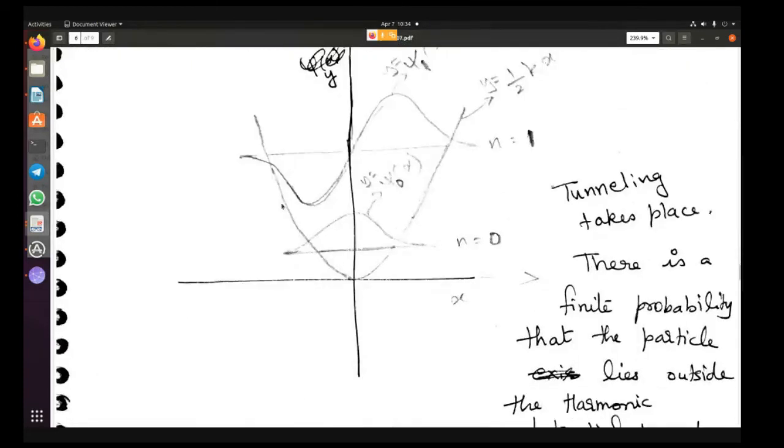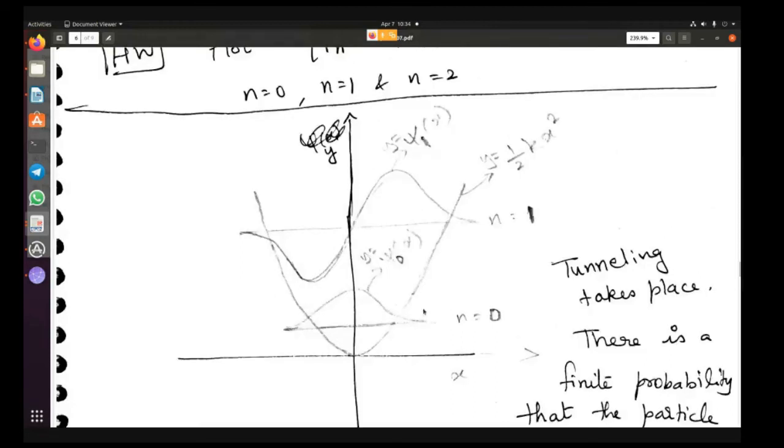So if we draw the harmonic potential, here I have drawn this parabola-like thing as my harmonic potential. If I draw the wave function within that, you will see that the wave function looks like this. So the wave function goes outside the potential. Okay. And similarly, this is for n equal to 0. For n equal to 1 also, the wave function will decay, but it will slightly go outside the potential. Okay. So this is how you have to draw.